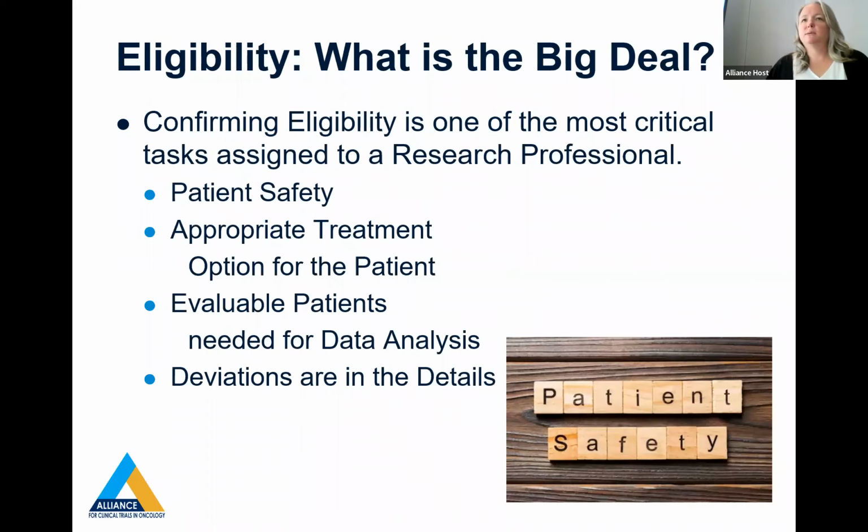So why is eligibility a big deal? It's a big deal because of patient safety. It really helps us determine the appropriate treatment options for the patients, looking at data, and deviations are in the details. Typically when you find deviations, you missed a detail from the eligibility. And we're going to talk about some of those pitfalls.